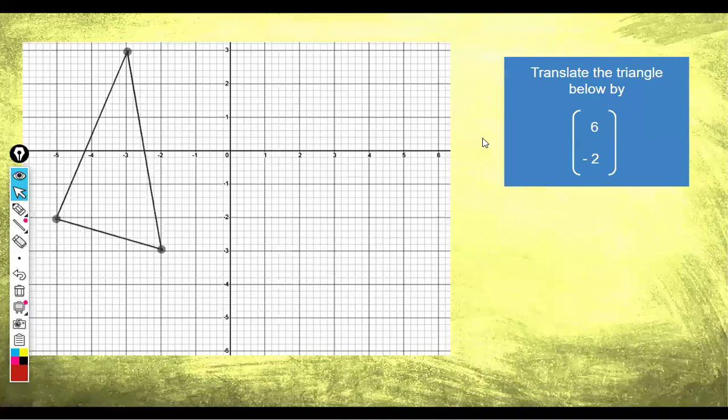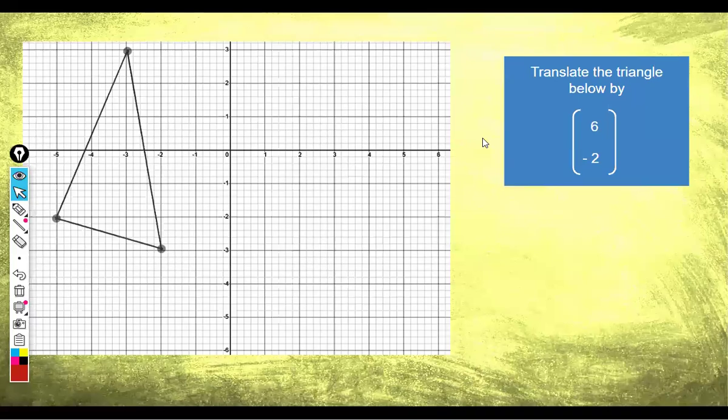All right. I want you all to try to figure out the answer for this question. I'll give you some advice on how to do it. I'm going to call this point A, and this point is minus 3, 3. I'm going to call this point B, which is minus 2, minus 3. And point C, minus 5, minus 2.